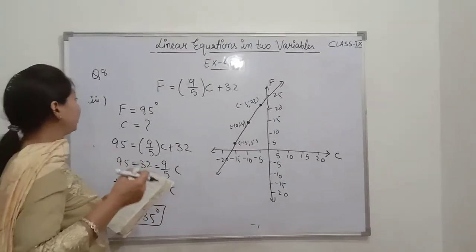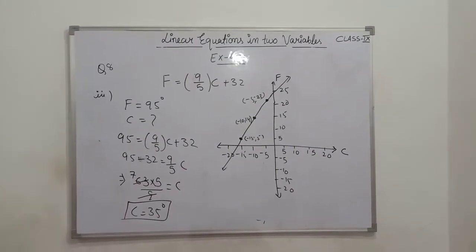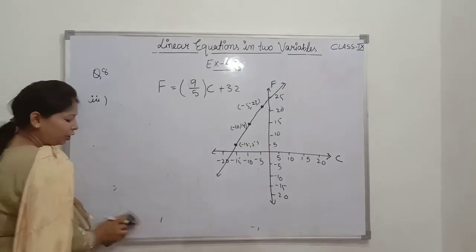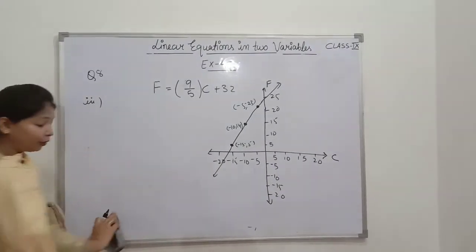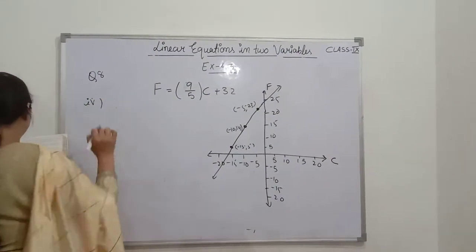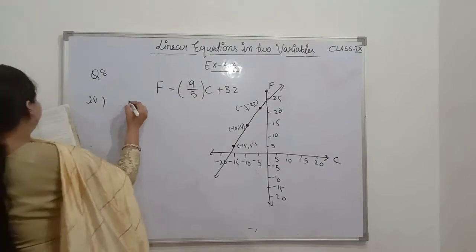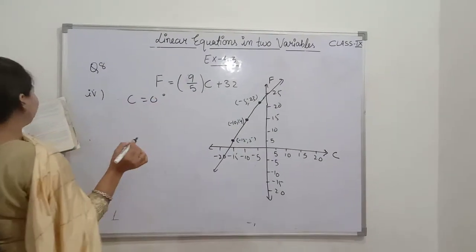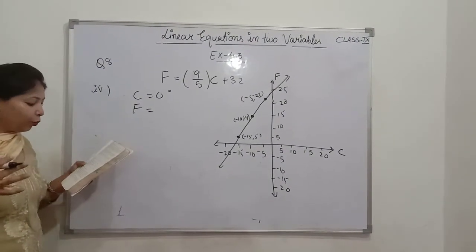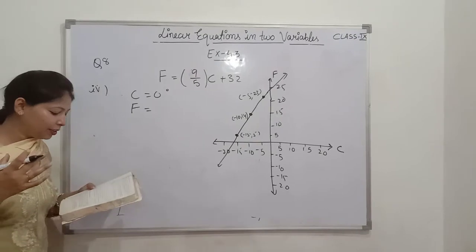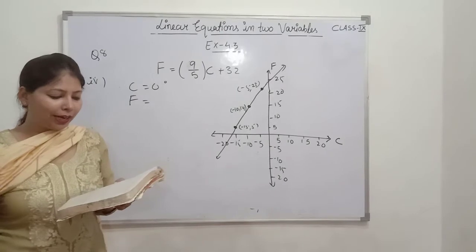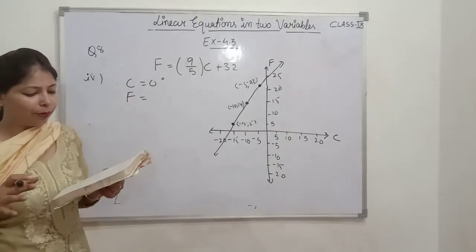Now the fourth part. Moving towards the fourth part, so this is clear, it is easy. You have to substitute the given value and find the other value. The fourth part is: if the temperature is 0 degree Celsius, what is the temperature in Fahrenheit? And if the temperature is 0 degree Fahrenheit, what is the temperature in Celsius?